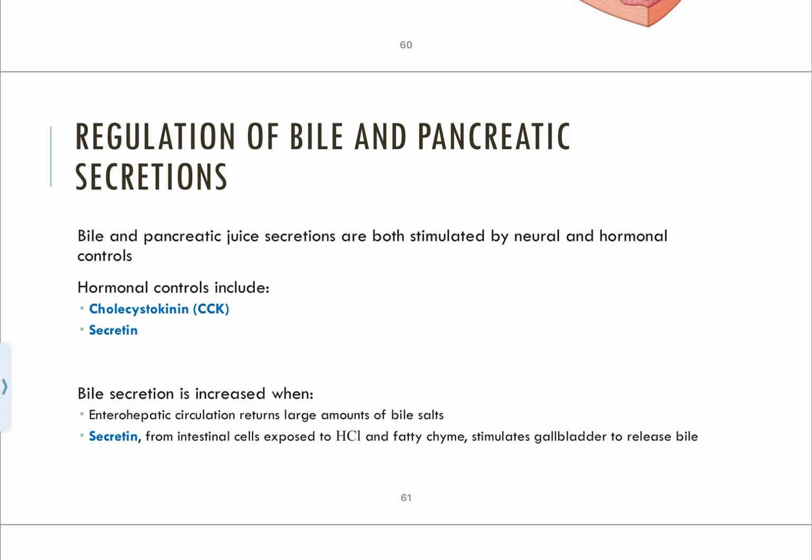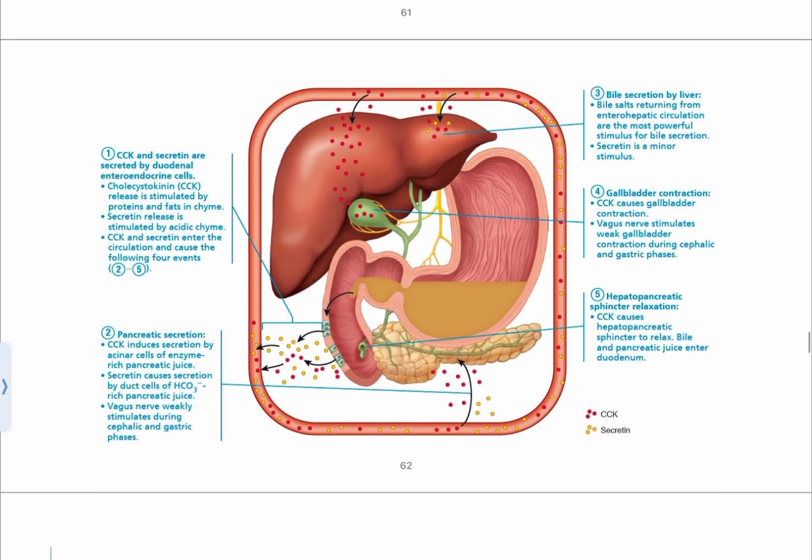If we're talking about bile secretion, that's going to be increased when our enterohepatic circulation returns large amounts of bile salts. If we're returning large amounts of bile salts, that means we are using large amounts of bile salts. So we're going to have to increase the bile secretion. Secretin also acts to increase bile secretion. So secretin from the intestinal cells that are being exposed to hydrochloric acid and the fatty chyme, that's also going to be a trigger to stimulate our gallbladder to release bile.